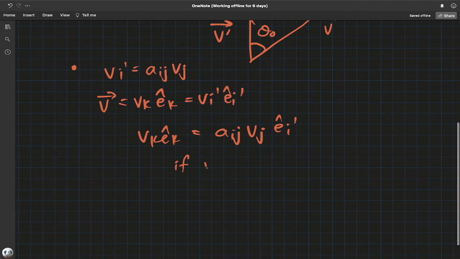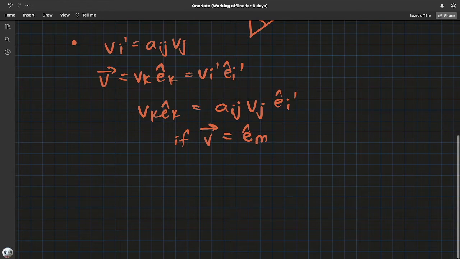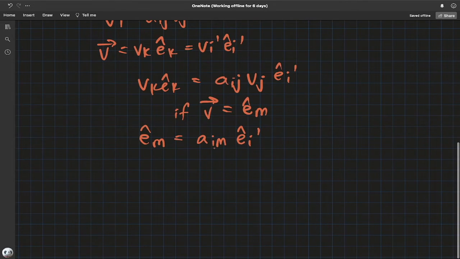Now, assuming your vector v was just the standard basis vector e_m hat, this would mean that v_k e_k would just be e_m, and we would have a_im and a component of e_m, which is 1, e_i prime. Pause the video if you don't understand what just happened. It should be pretty clear.